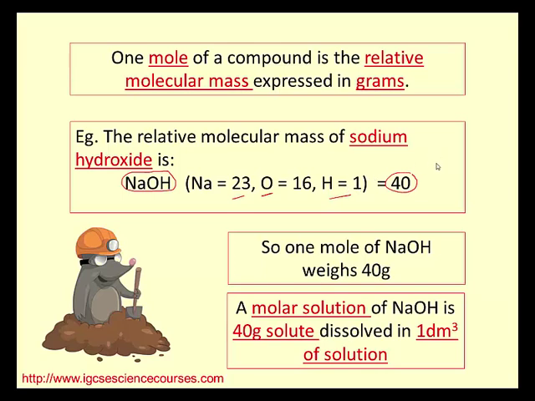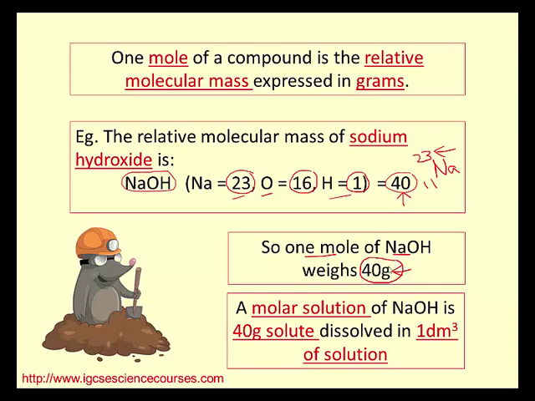Look at your periodic table. Say we look at sodium, there's Na. You'll see 2 numbers, 23 and 11. The bigger number is the mass number, and that's the one we use. So we add the mass number of sodium to the mass number of oxygen and the mass number of hydrogen, and we get the figure of 40. All you do is put the G, the grams, behind it. 1 mole of sodium hydroxide weighs 40 grams. That's all there is to it.